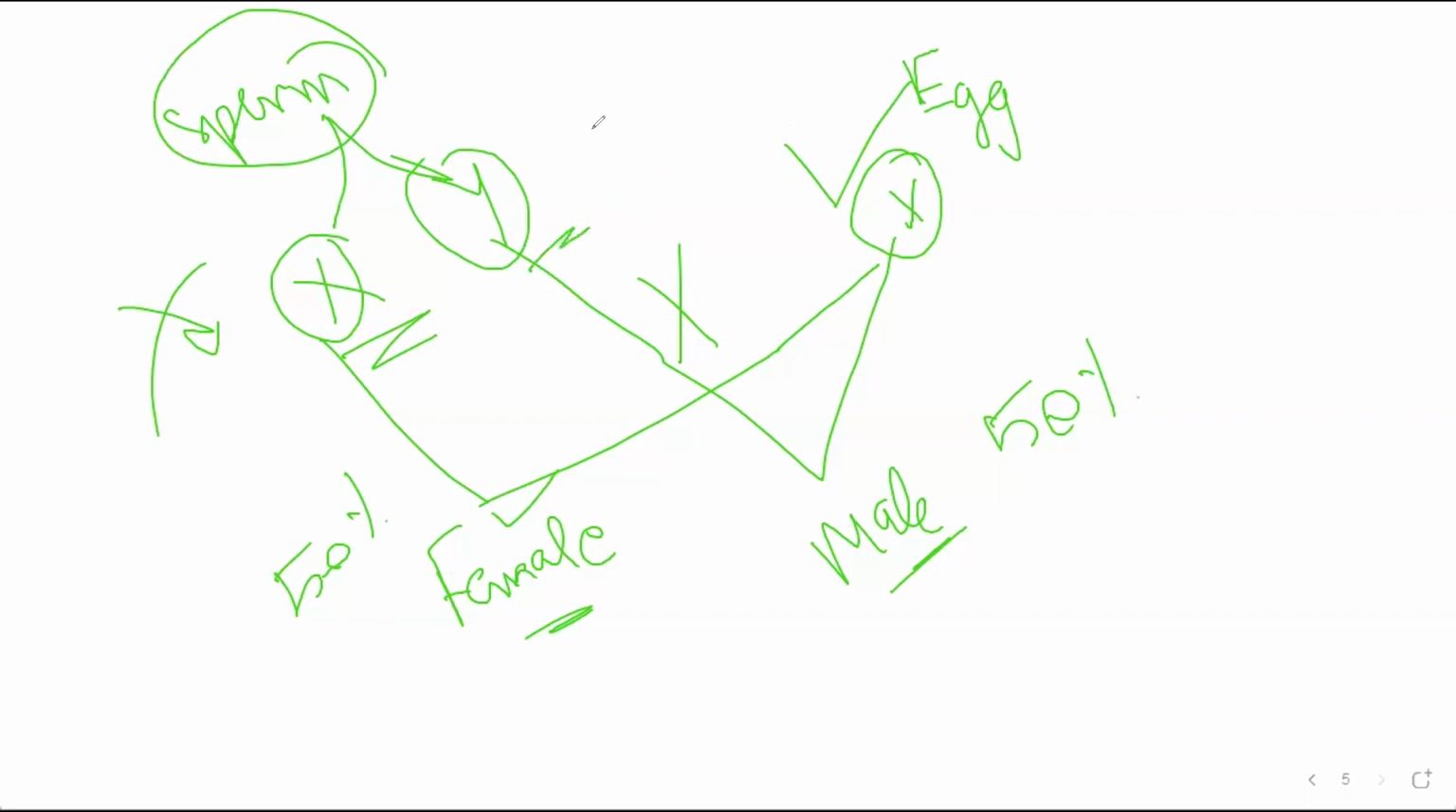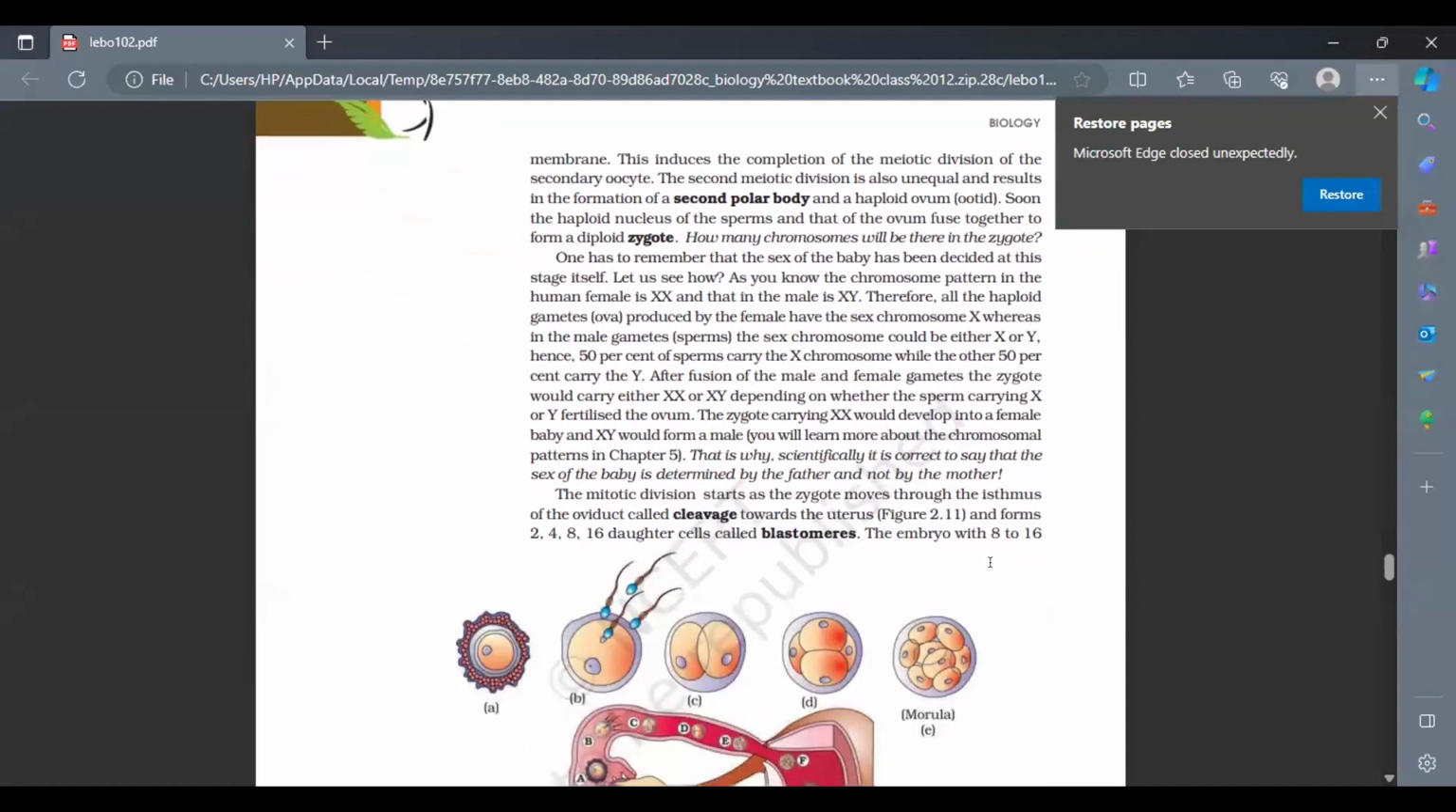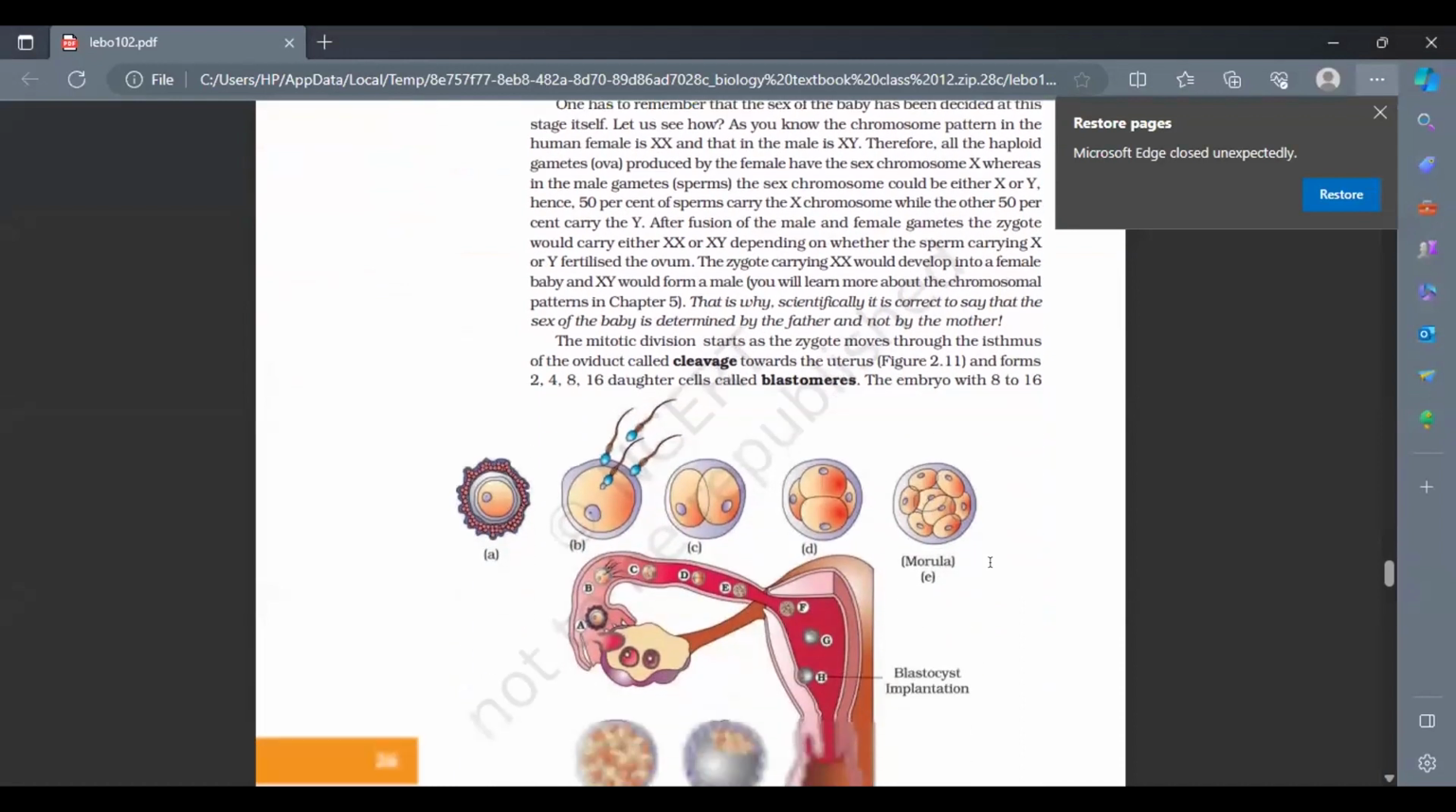That is how the gender of the upcoming generation, that is the zygote, is decided. Actually, it is the sperm which decides the gender of a child, not the egg. Fine. So sex determination is an easy concept. We have understood this in the lower classes also. Now what happens next?